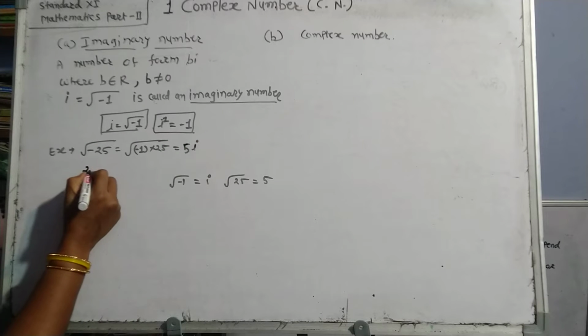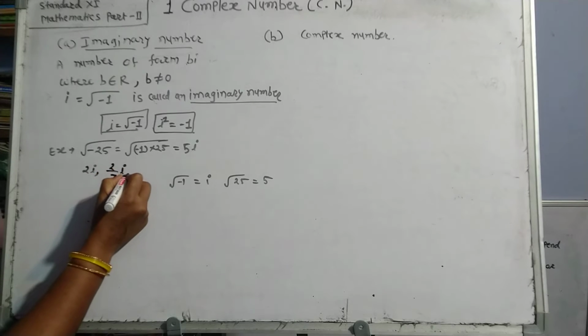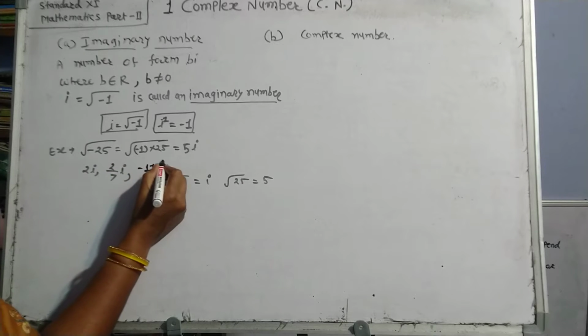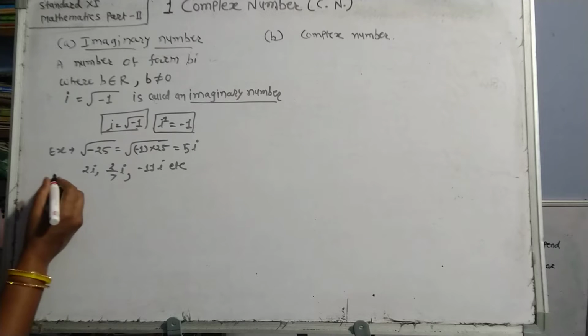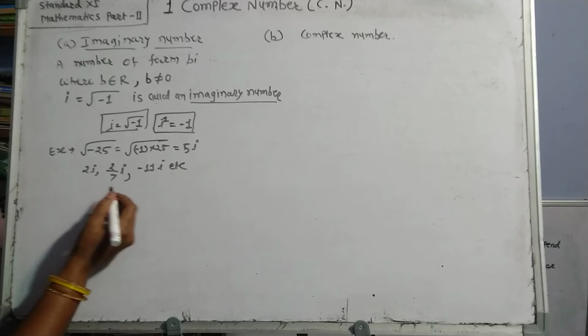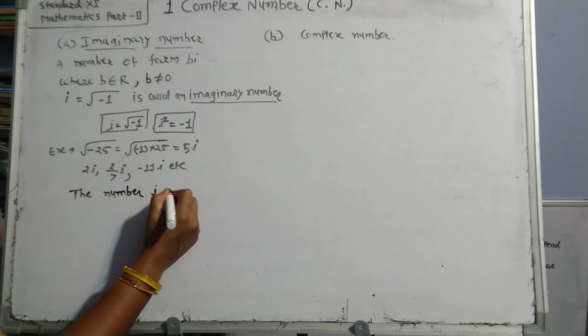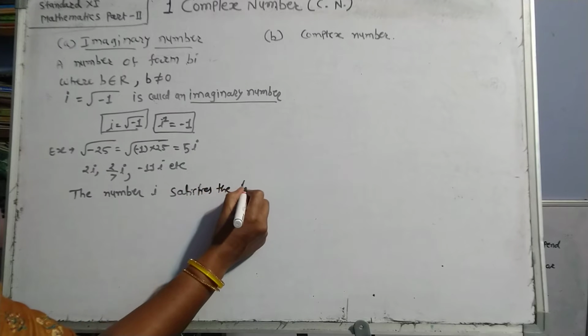Then 2i, 2/7 i, -11i. These all are examples of imaginary numbers. Now the number i satisfies the following properties.